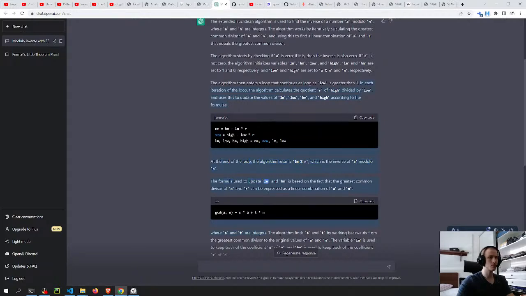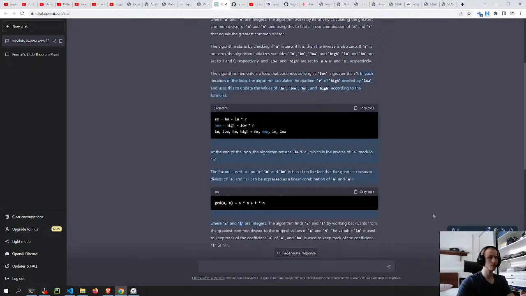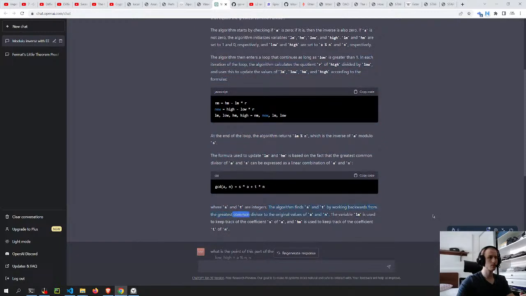The formula used to update lm and hm is based on the fact that the greatest common divisor of a and n can be expressed as a linear combination of a and n: gcd(a, n) = s * a + t * n, where s and t are integers. The algorithm finds s and t by working backwards from the greatest common divisor to the original values of a and n. The variable lm is used to keep track of the coefficient s of a, and hm is used to keep track of the coefficient t of n.